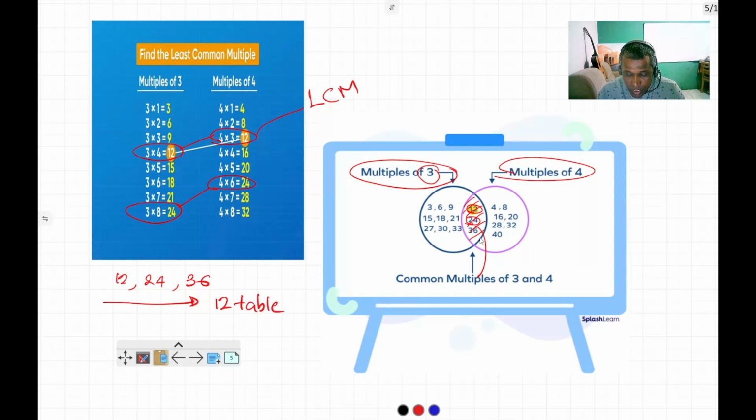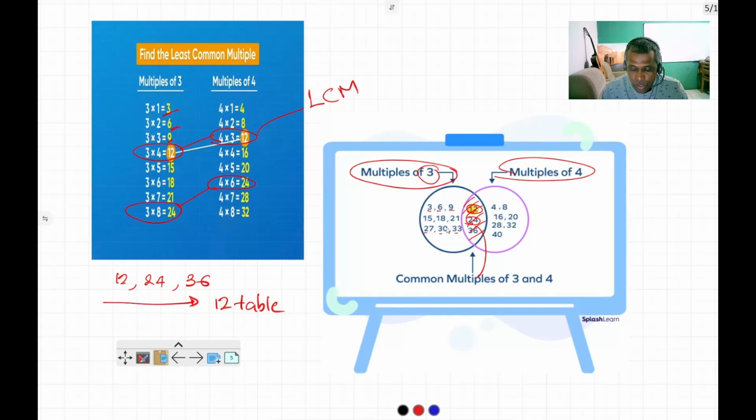So 36 is also there. Whatever remains on the 3 side, that is only multiples of 3. 3 we have to take, 6 we have to take, 9 we have to take: 3, 6 and 9. Next 12 is already common. Next is 15, 18, 21. Next it goes like that.